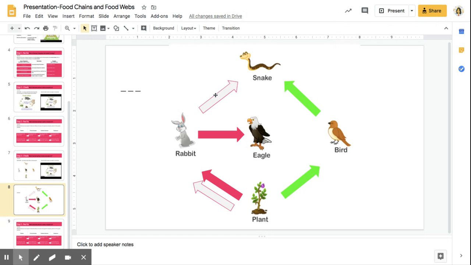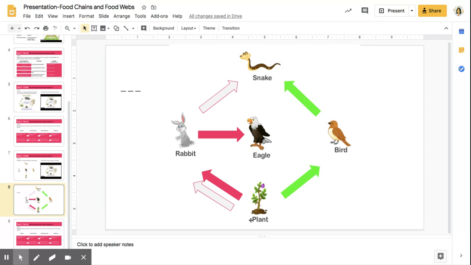Now we're gonna identify the several food chains that are present in this food web, which are interconnected. That's the reason why I differentiated the colors of the arrows. Okay, so let's have the first food chain. We're gonna follow this arrow with solid pink color. We'll start with the plant getting eaten by the rabbit, and then the rabbit getting eaten by the eagle. So that's food chain number one.